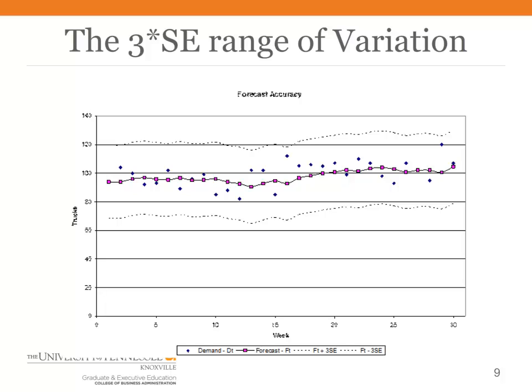And so what this chart shows is you plot the forecast that you have made for each week, and you also plot the actual demand that occurred in that week. And we've also taken the forecast and added 3 standard errors and subtracted 3 standard errors, and those 2 dotted lines there show you the predicted range of variation, and you see that all of the data points fell within that predicted range of variation.